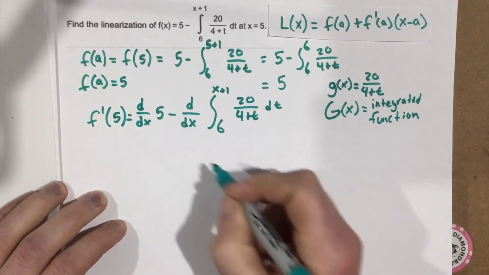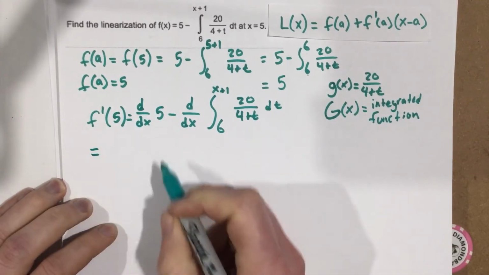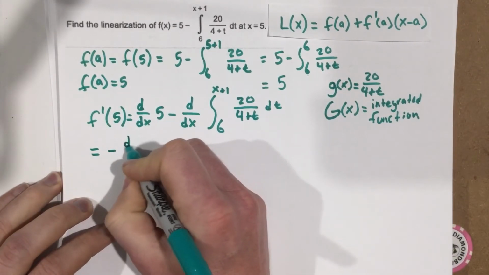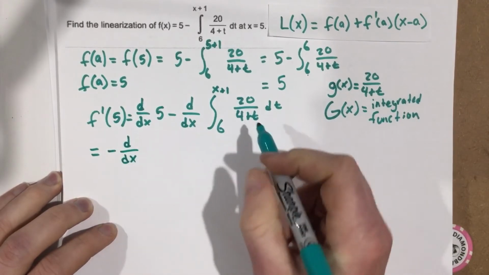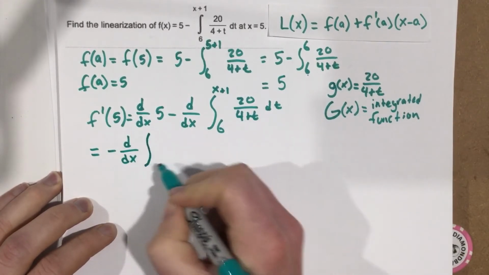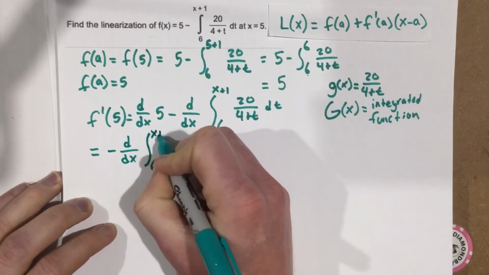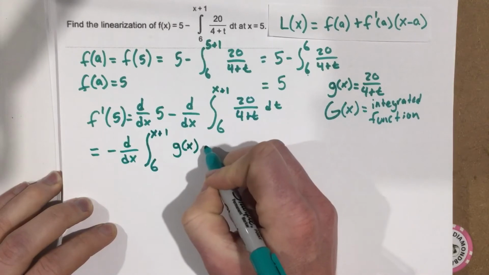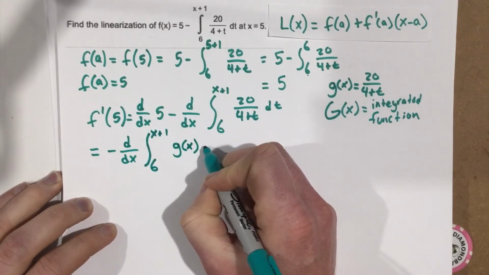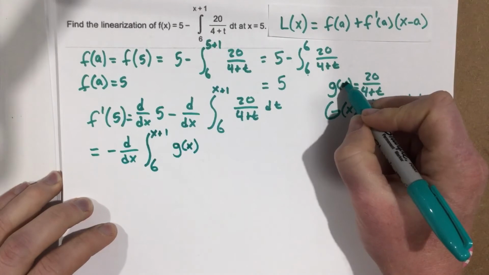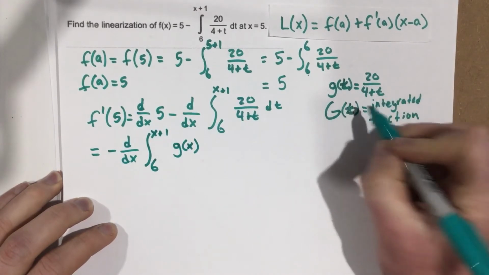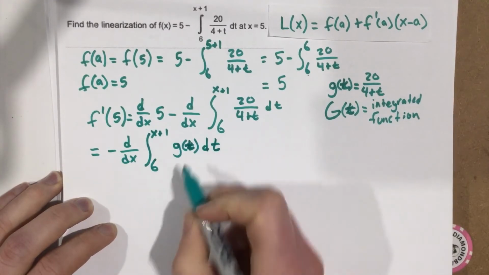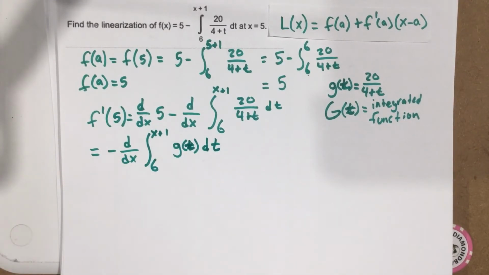So let's go ahead and replace this. We can say that this equals, well, the derivative of 5 is 0, so that's gone. So we end up with negative d over dx of the integral from 6 to x plus 1. And this time I'm going to replace this with g of t, because we have the with respect to t. So g of t dt. My bad.